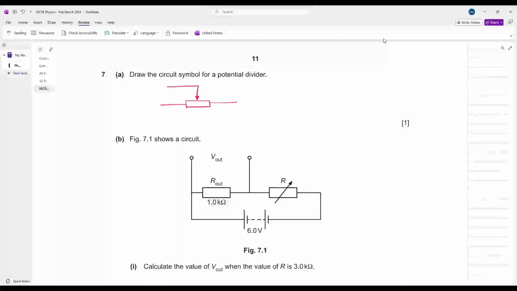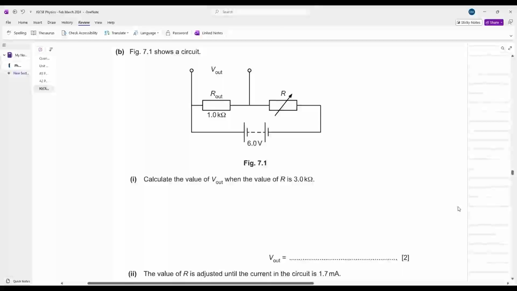Figure 7.1 shows the circuit perfect. Calculate the value V naught when the value of resistance R is 3 kilo ohm. अच्छा जी, जब ये 3 किलो ओम होगा तो you have to calculate V naught. How can you do that? You can apply the voltage divider rule. V naught, that is the voltage across the 1 kilo ohm resistor, will be equal to what?